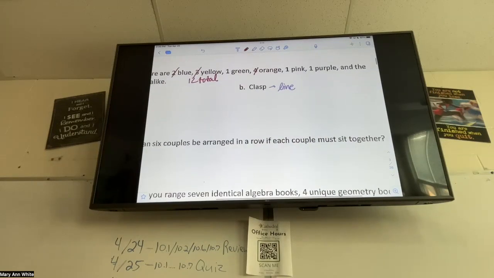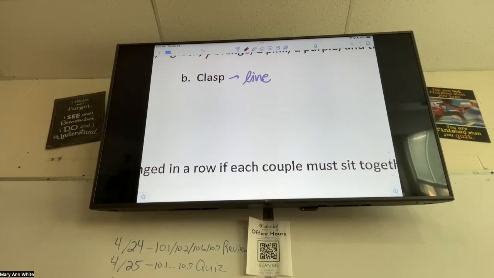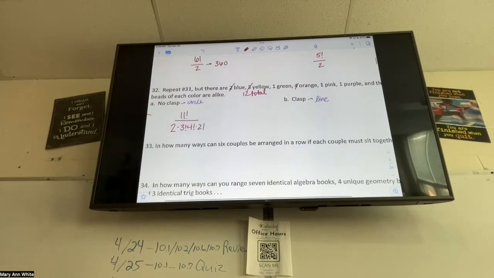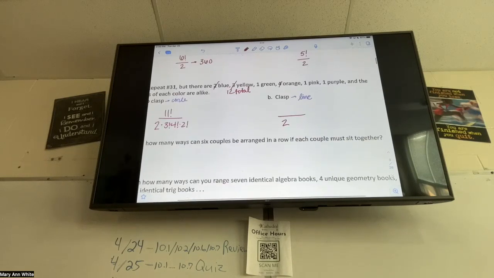Okay, what about the clasp if it has a line? How will that look different than what we just wrote? It'd be 11 factorial then divided by 2, and then is the order doesn't matter on the bottom? No, it doesn't. Are we going to divide by all the repeats again? It doesn't matter if we divide them.